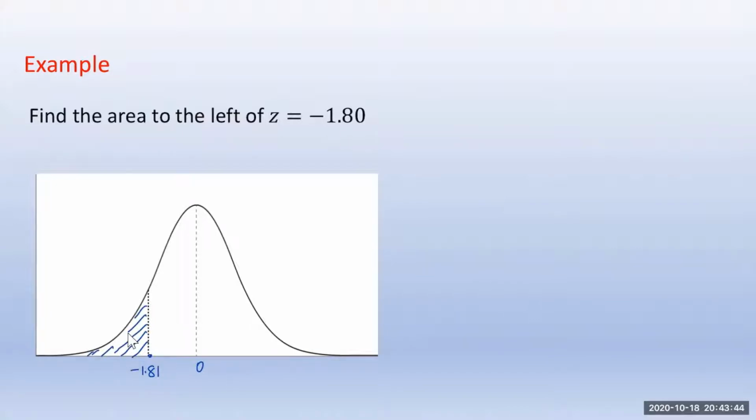And for this area, the lower boundary is here at infinity, which is negative infinity, negative E99. Upper boundary is negative 1.81. Mean is 0. And for the standard normal distribution, the standard deviation is 1. So to find that area, A is equal to normal CDF, lower boundary for the area, negative E99, upper boundary, negative 1.81, mean is 0, standard deviation is 1. So we can obtain this area using TI-84 calculator.